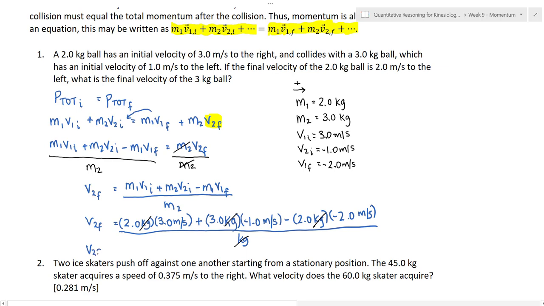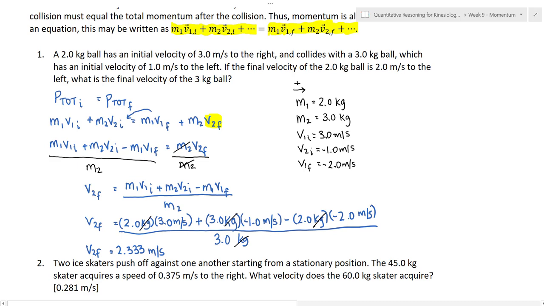So if I type this into my calculator, I'm going to have v2 final is equal to, and on the bottom I don't think I wrote down m2, so m2 was 3 kilograms. So let me write that in, 3.0 kilograms. Okay, so I'm going to type this all up. I have 2 times 3 plus 3 times -1 minus 2 times -2, all in the numerator, divided by 3. And my answer is 2.333. I'm just going to write that, 2.333. The units are meters per second.